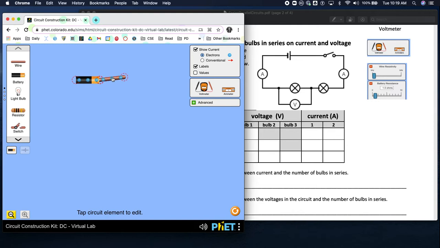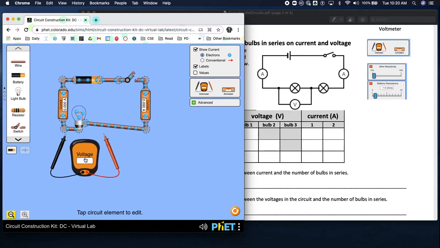I'm gonna get my battery, wire, switch, wire, I need an ammeter, wire, ammeter, wire, wire, wire, light bulb, wire, and I'm gonna start with just one, okay?